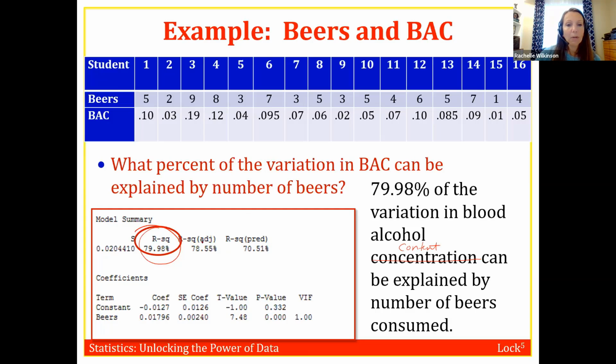Now looking over at my output here, notice that there's some variations on R squared. We have R squared ADJ, which stands for adjusted, and R squared PRED, which stands for predicted. Don't use any of those, okay? Just stick with the plain old regular R squared. So if there's ever any extra things there, don't use that one. Just use the regular R squared value.